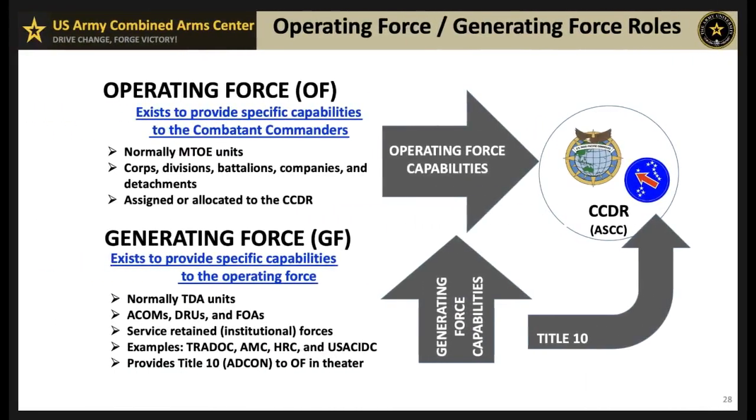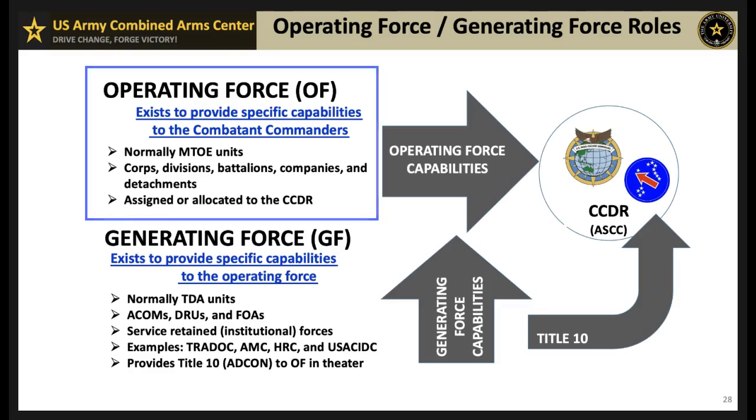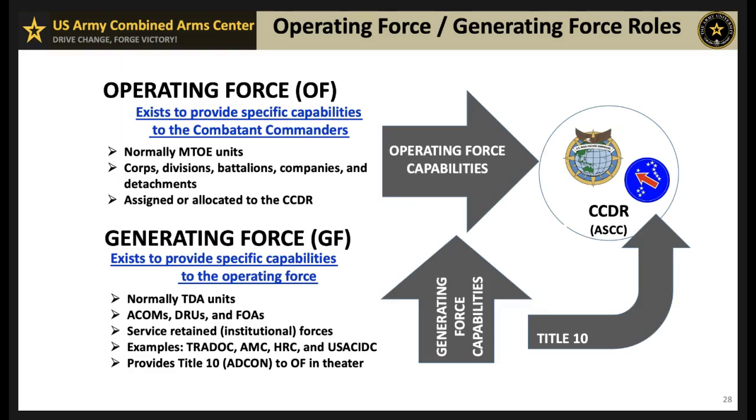This diagram illustrates the fundamental relationship between the operating force and the generating force within the U.S. Army. The operating force, typically comprising MTOE units, is designed to deliver specific capabilities directly to combatant commanders. These units, ranging from corps to individual soldiers, are assigned or allocated to support combatant command objectives.